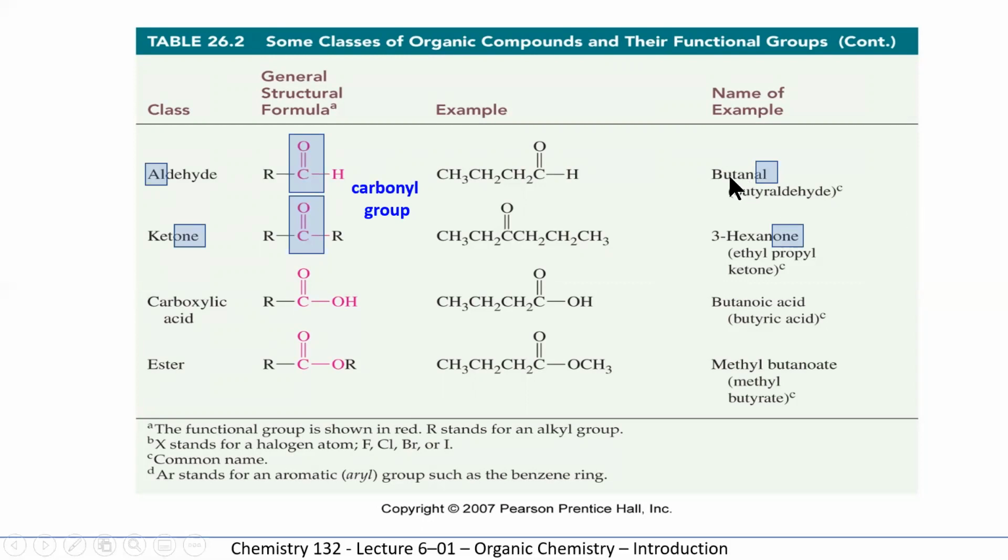So in this case, butanal means it's a 4-carbon chain. The end carbon is always carbon number 1. And that's where the end of the name comes from, AL, and the 4 carbons give it the butan.